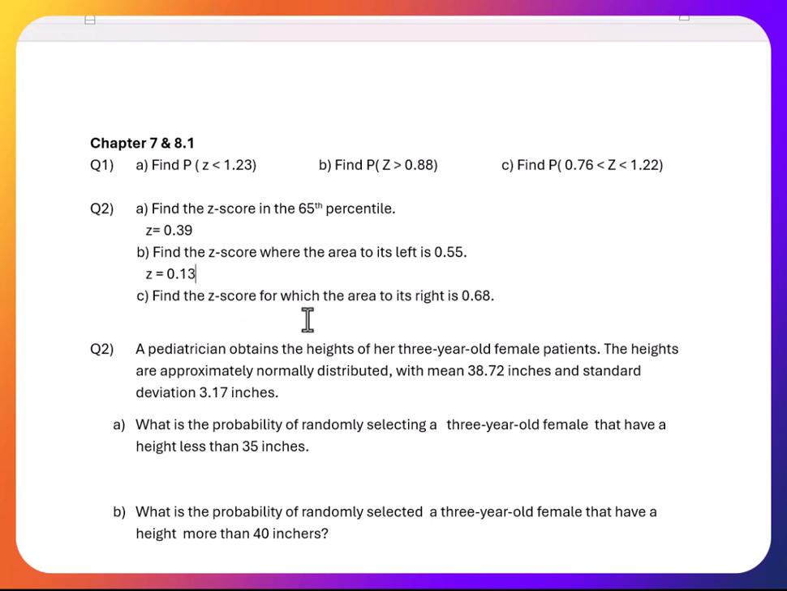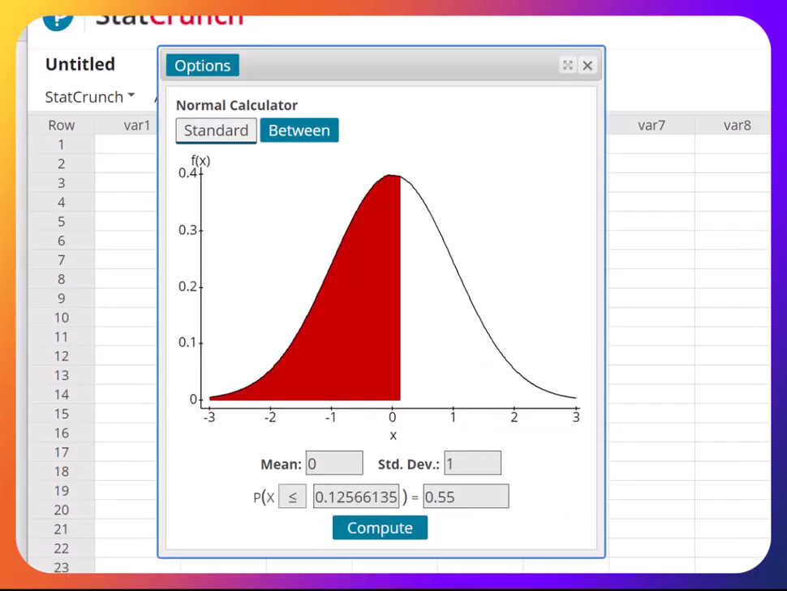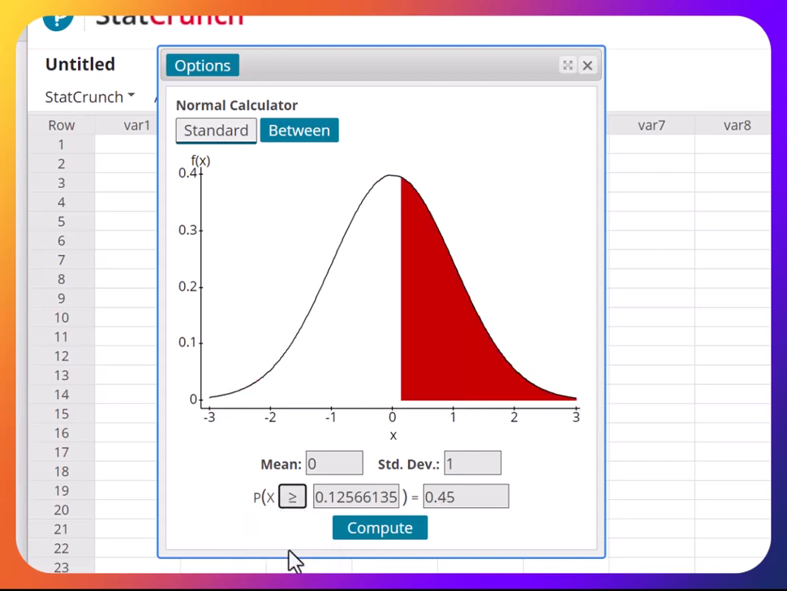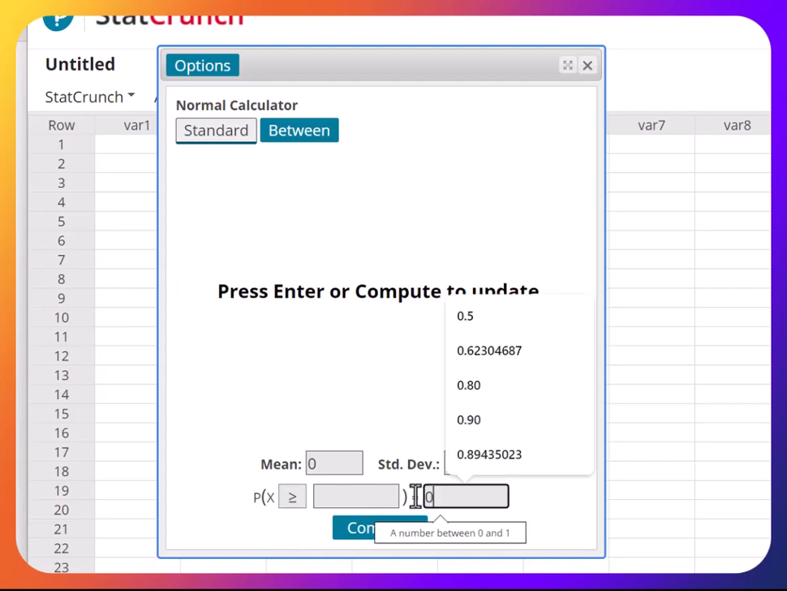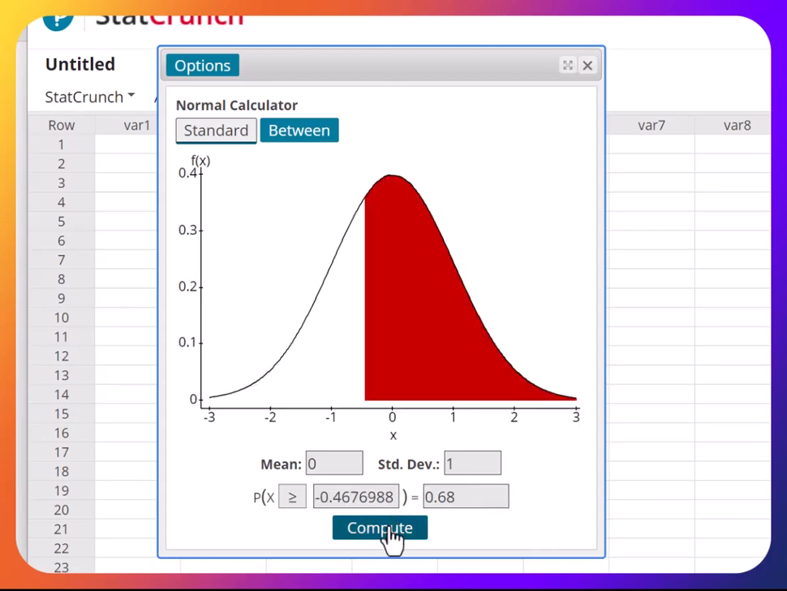Find the z-score for which the area to its right is 0.68. Okay, if he gives you an area to the right, guys, you need to use the greater sign. Look, now you see an area shaded to the right, and it's 0.68. You just put the area right here, and then you get the z-score right there. It's negative 0.47.